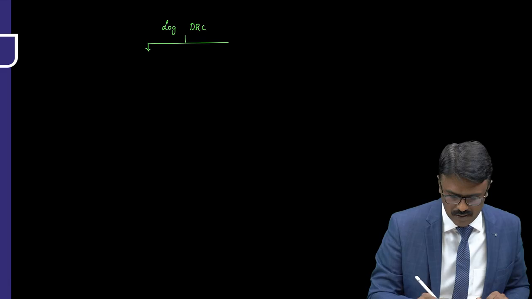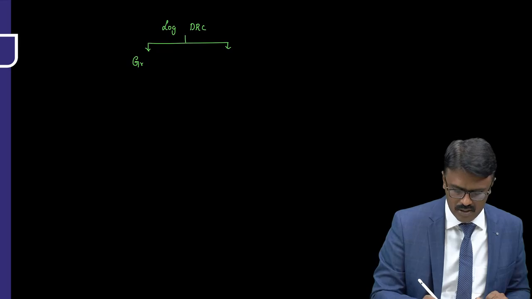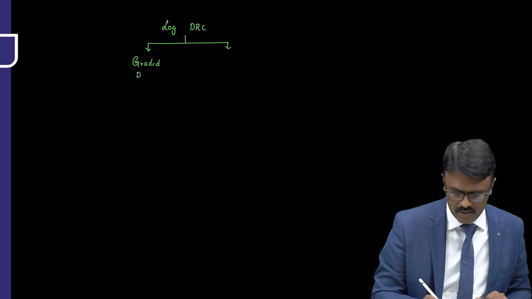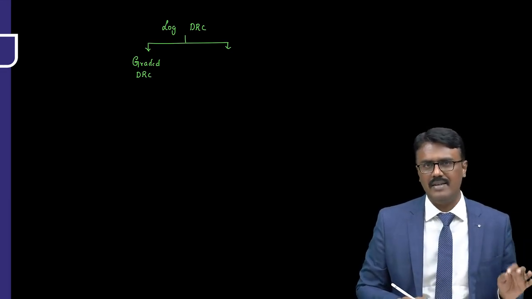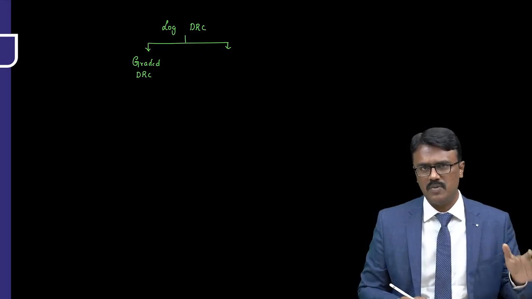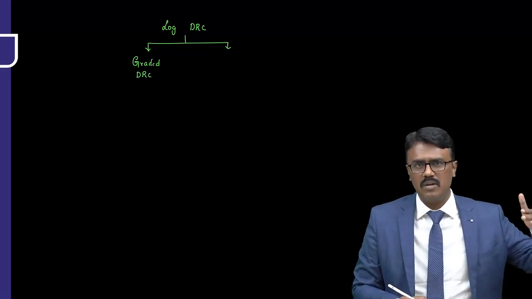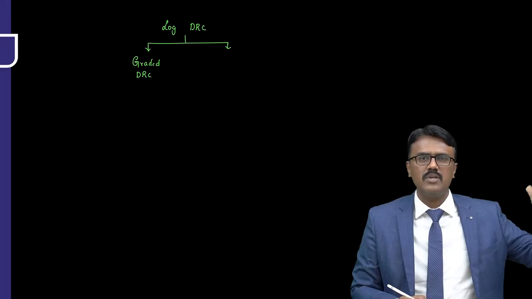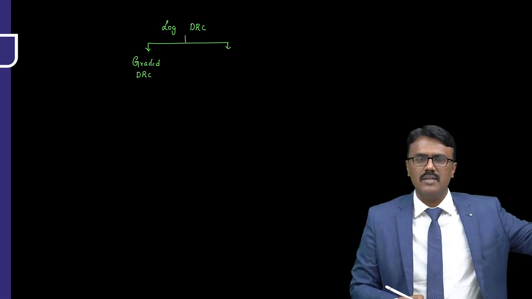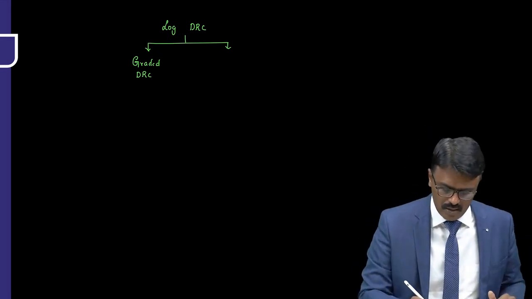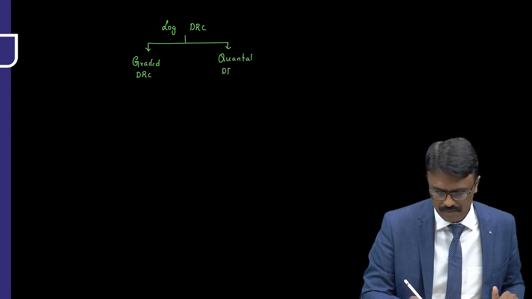One is called the graded dose response curve. Until now, what I discussed with you all is called the graded dose response curve. The meaning is, if I increase the dose more and more, the response also increases. Suppose I increase the dose of adrenaline more and more, the heart rate also increases. So it is graded. Another one is called the quantal dose response curve.